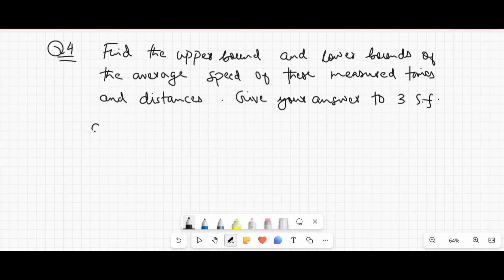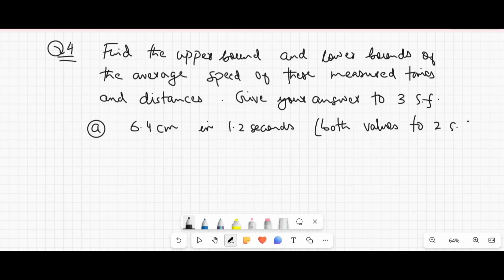So what part A says is the distance traveled is 6.4 centimeters in 1.2 seconds, both values to two significant figures. So now we have to find the upper bound and lower bound of the average speed.